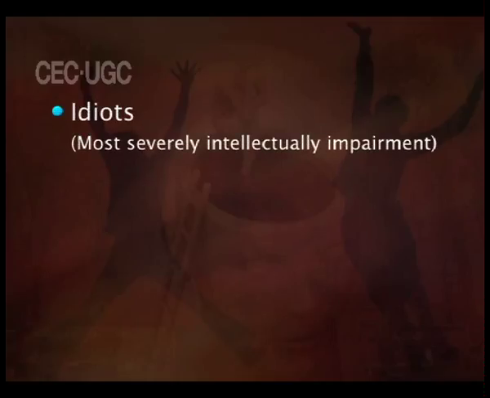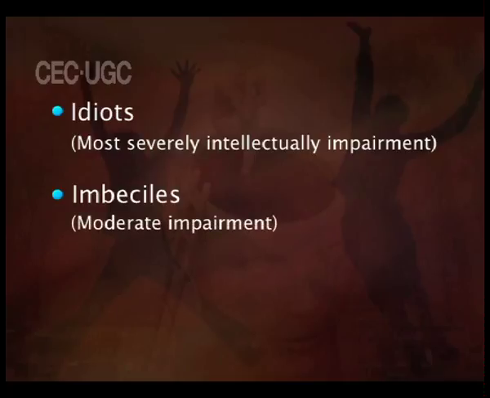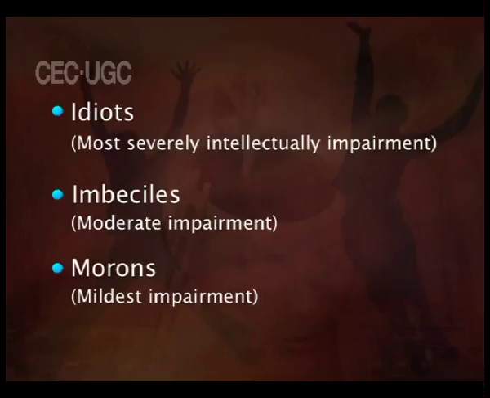There was no measuring unit in the first early scales. It was just used to categorize people roughly into 3 levels: idiots, who were supposed to be the most severely intellectually impaired, imbeciles who had moderate impairment, and morons who had the mildest impairment.